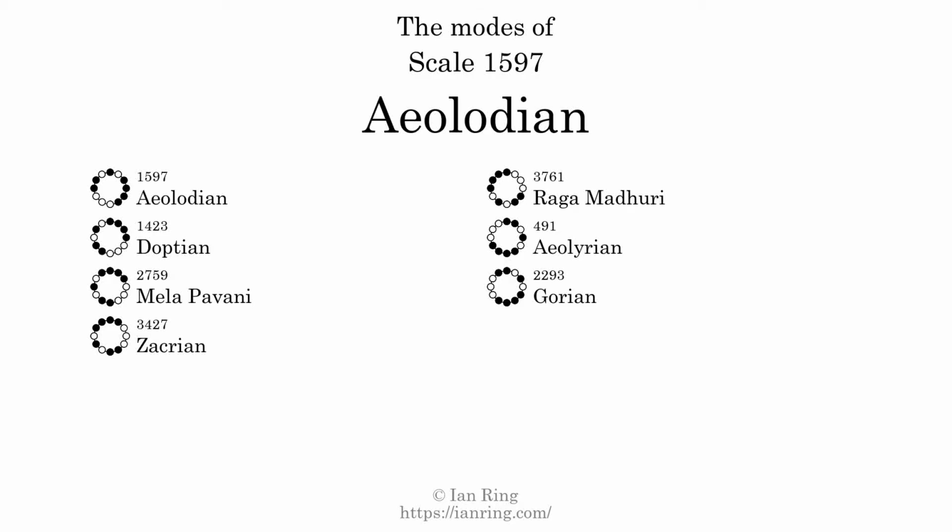The seventh and last mode is scale 2293, also known as Gorian. It sounds like this.